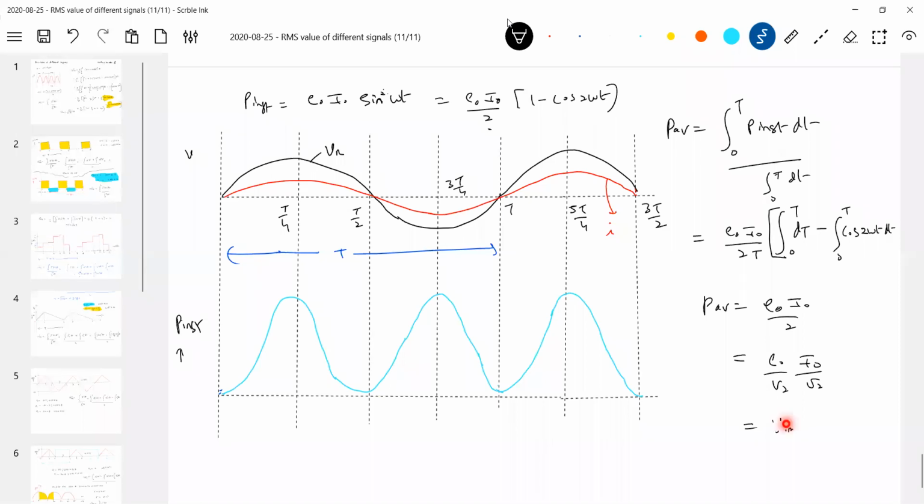VRMS. I'll make it symbol VRMS. So how to calculate the average power dissipated across the bulb or a resistor? It is just VRMS into IRMS, or in terms of peak value, E naught I naught by 2. So how much are we getting? E naught I naught is the maximum value. The average power will be half of that. I think the graph itself will show that. This is the average power.